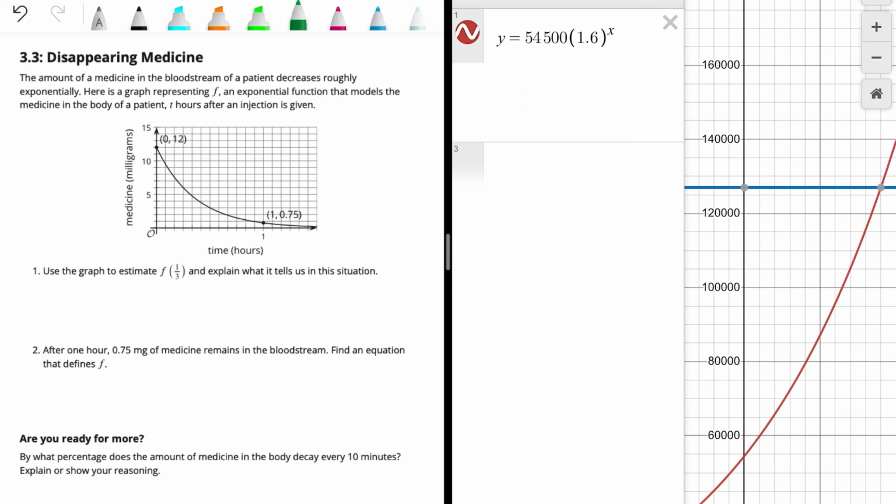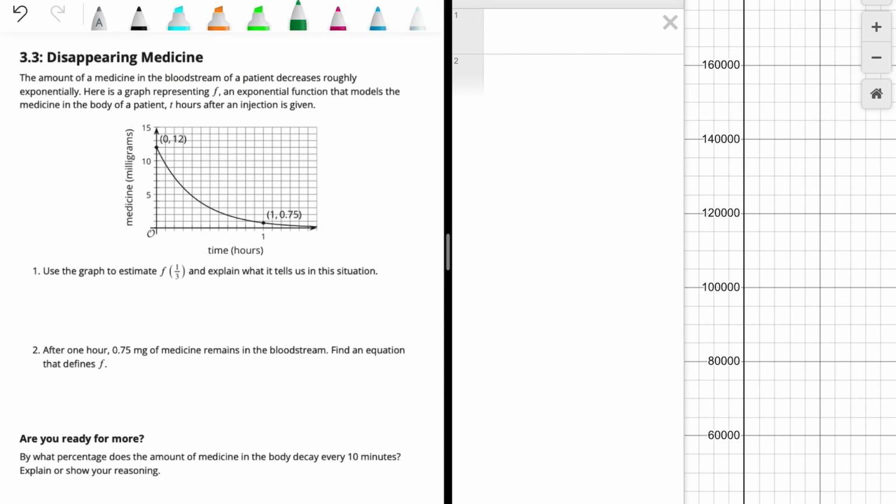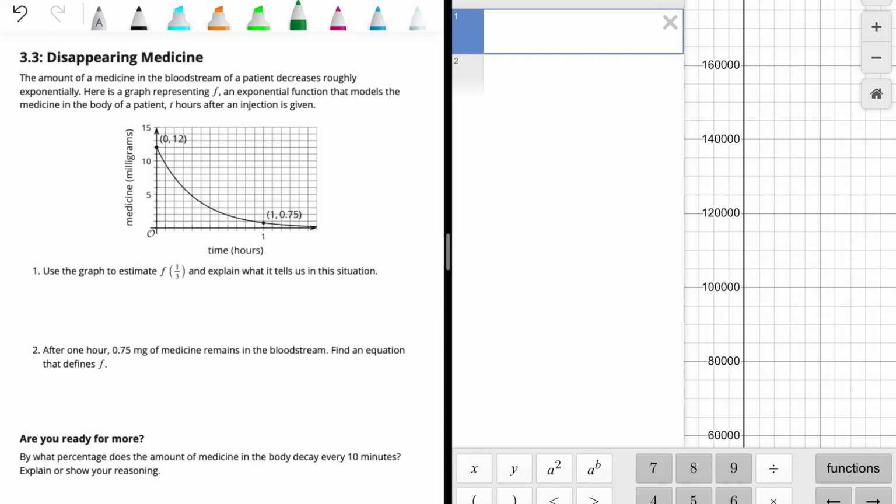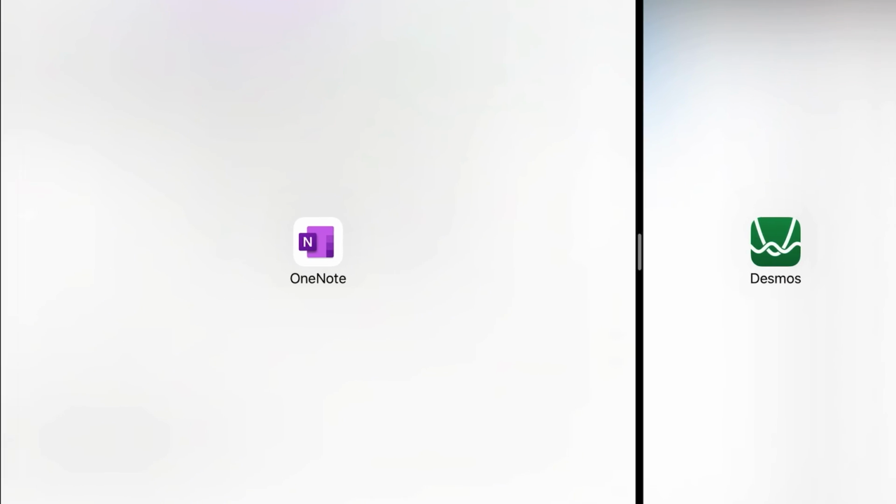All right, so let's look at our new graph. So we have y equals, and we're starting off with 12 milligrams. And how much is it depleting after an hour? Well, oh wait, they already gave us a graph. Okay, there we go. So we don't even need this one. Let's take a look at this.